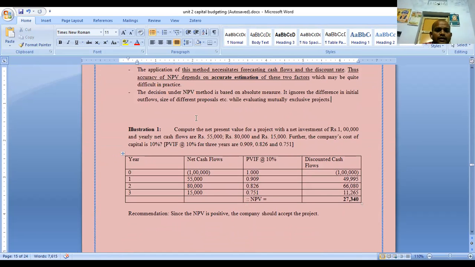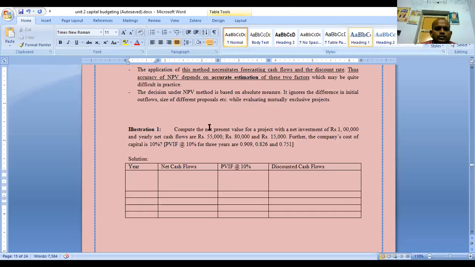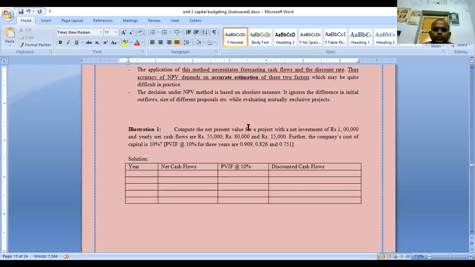So let us go with illustration 1. Compute the net present value for a project with a net investment of 1 lakh rupees and yearly net cash flows of 55,000, 80,000 and 15,000. Further, the company's cost of capital is 10%. The present value interest factor at 10% for 3 years is already given in the illustration itself, so there is no need to search in the present value table. Okay, solution.